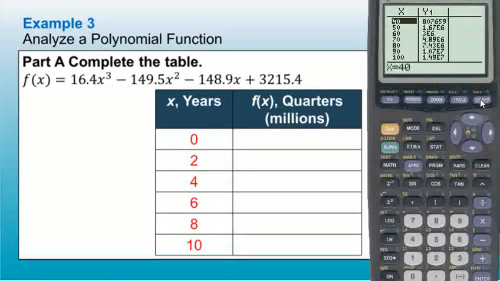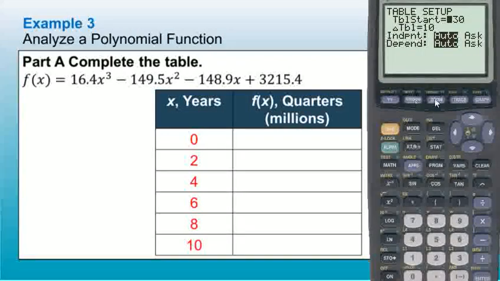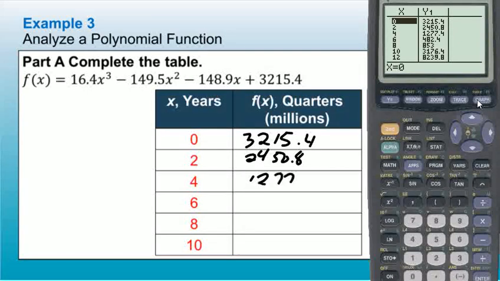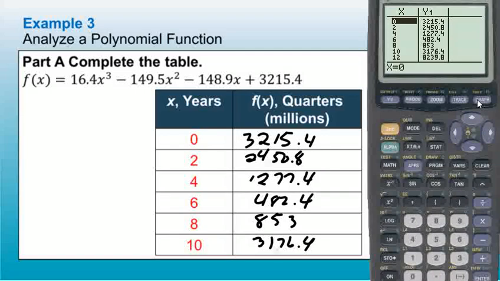Second graph, we're going to change that table feature here. We're going to count by twos, and we're going to start at 0. There we go, and then we have 3215.4, 2450.8, 1277.4, 482.4, 853, and 3176.4. So there's our table.